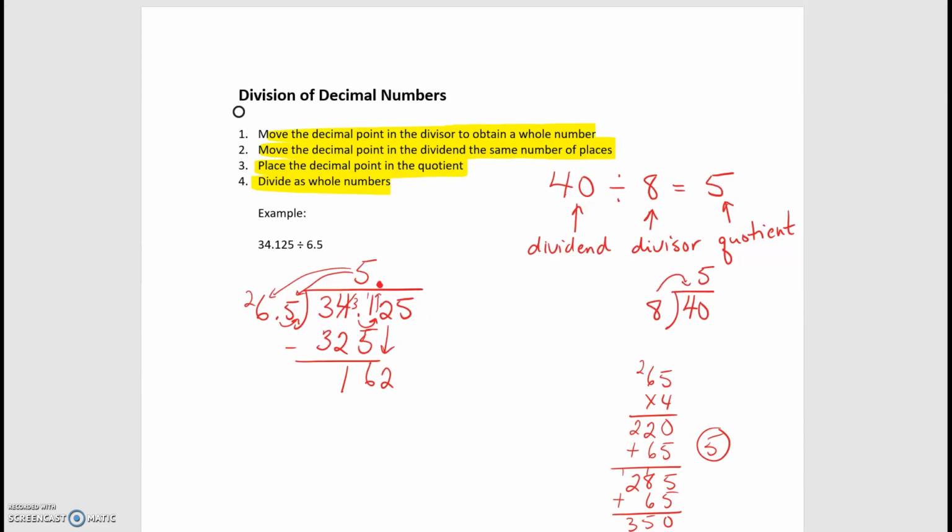Carry down the 2. So I look at 65 now and how many times it goes into 162. I know that that's 2 times. So once again, 2 times 5 is 10, carry the 1. 2 times 6 is 12, carry the 1, 13. So subtract 2 and 3, carry down my 5. And this one works out very nicely because I'd already worked out what 65 times 5 is. So there's my answer. So 6.5 into 34.125, the result is 5.25.